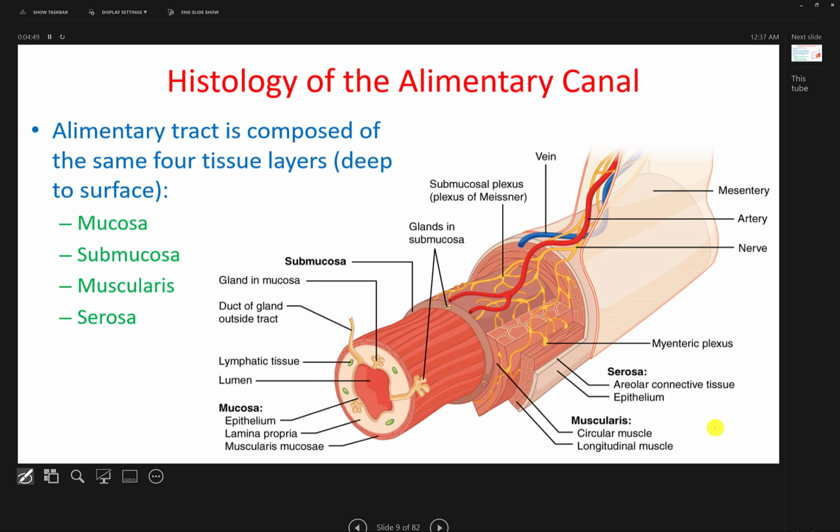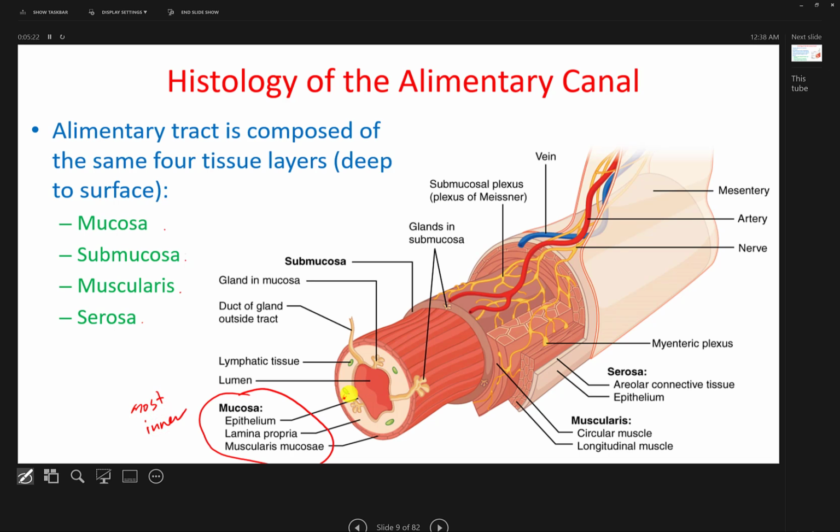Along with this canal, we have in the formation of the canal 4 basic layers. These are the mucosa, submucosa, muscularis, and the serosa. And we will find them along all of these organs with some variation. The first layer is the mucosa. This is the inner layer, the most inner layer of the alimentary canal.